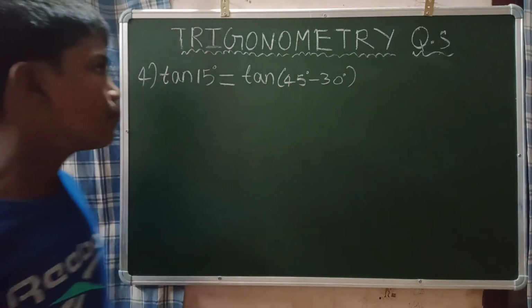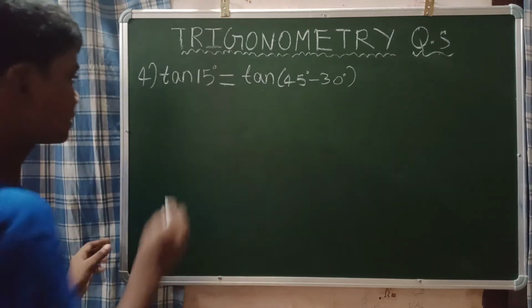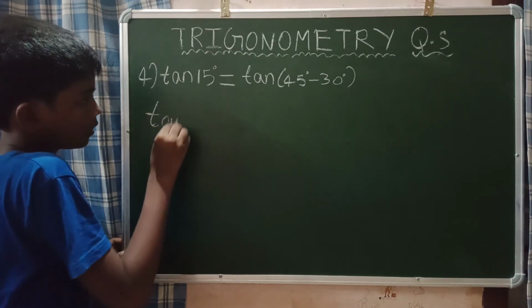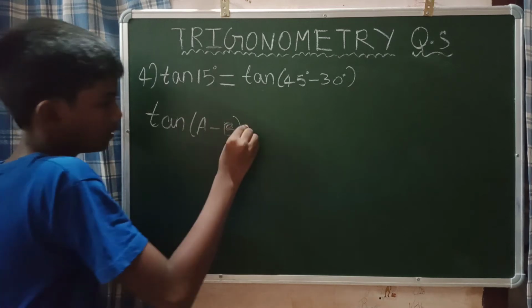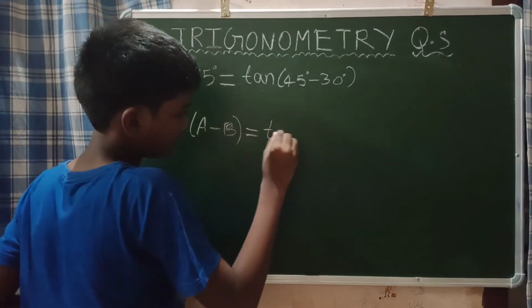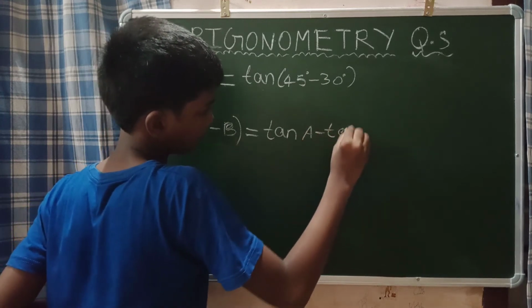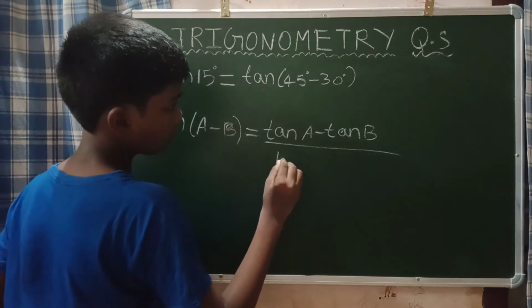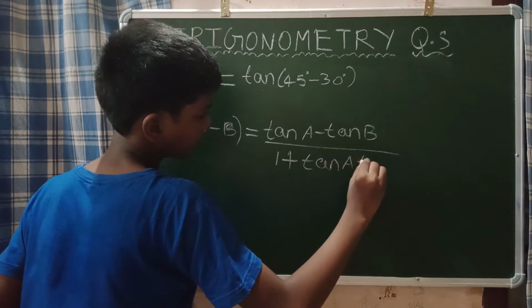Now it's more simple, since tan 45 degree minus 30 degree looks like the form of tan of A minus B. That is tan A minus tan B divided by 1 plus tan A tan B.